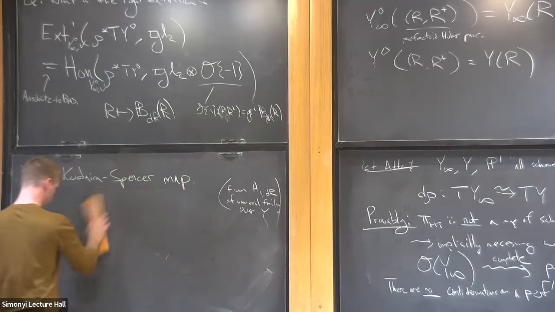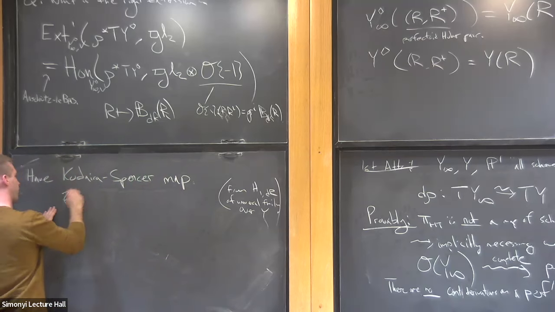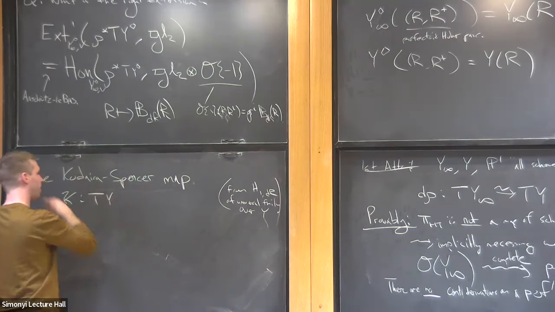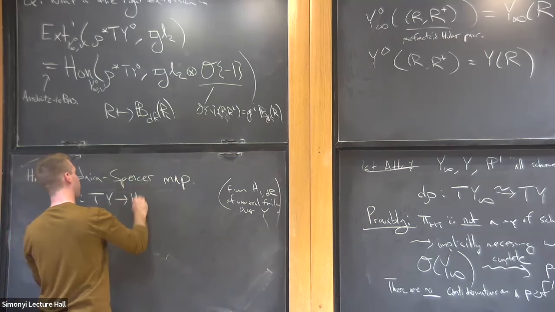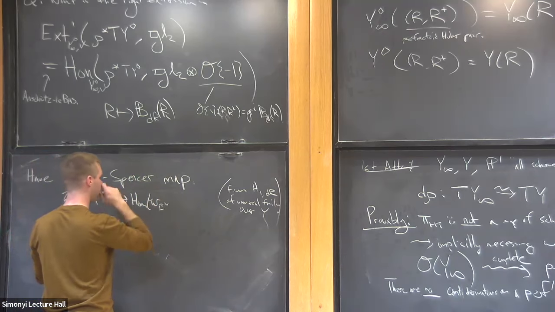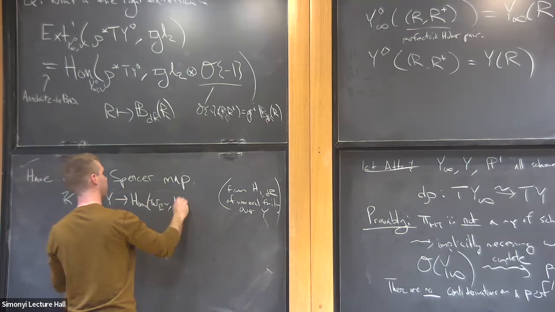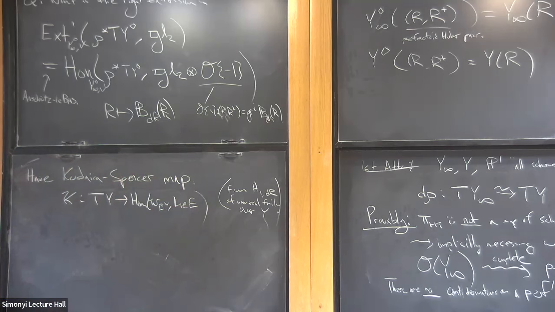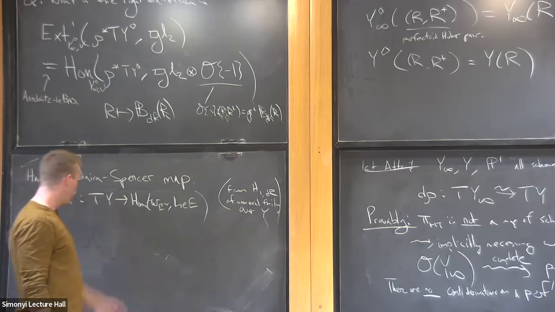Let me start. I wrote this not the way I wanted to write it. Let me write it sort of as the Kodaira-Spencer map. I want to view it as going from the tangent space of Y to Homs from omega E dual to... And this is the differential of the Hodge period map when you use the basis of flat sections at a point. That's how you can think of this.